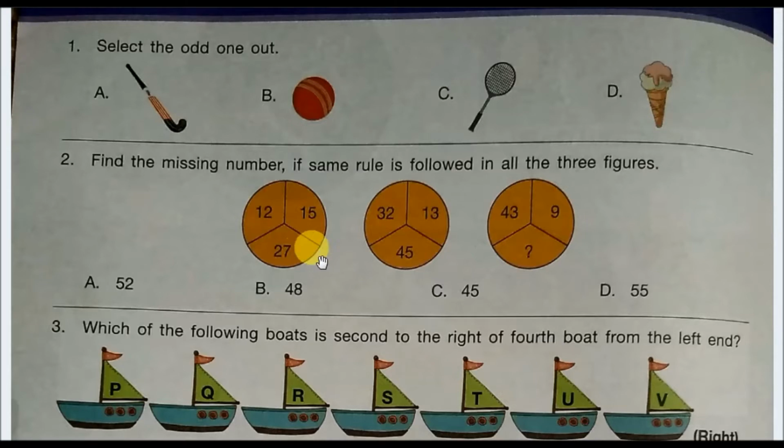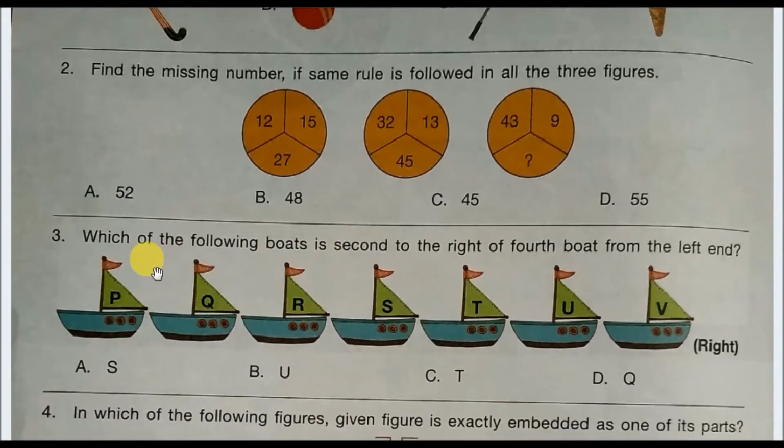The same rule is applicable for the second figure. Now we have to find the missing number here. The number from which, if we minus 9, it should be 43. So what will be that number? Look at the options and try to minus 9 from all these numbers. It should come to 43. So what is the answer? Yes, it is 52. Option A is the answer.